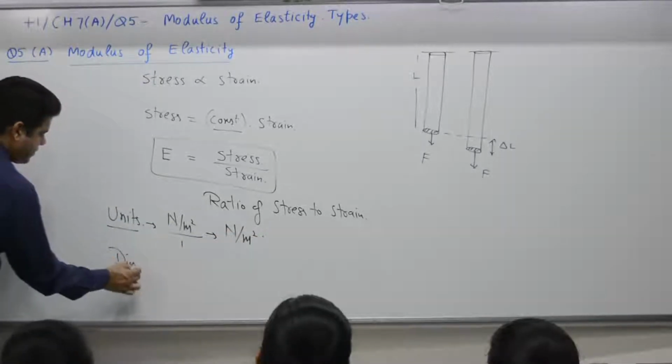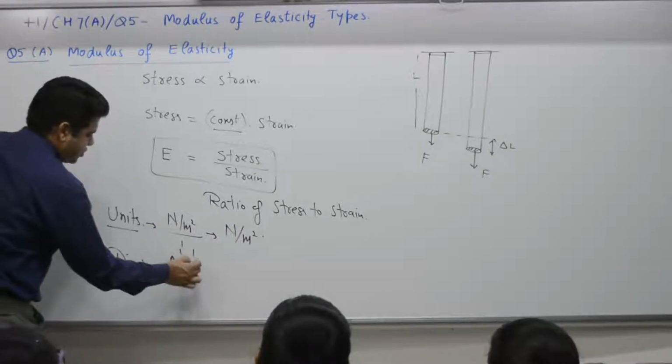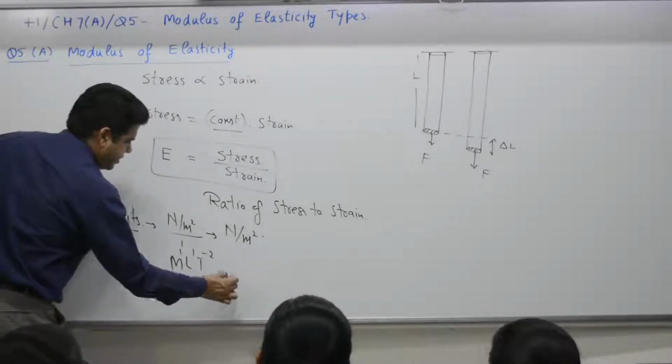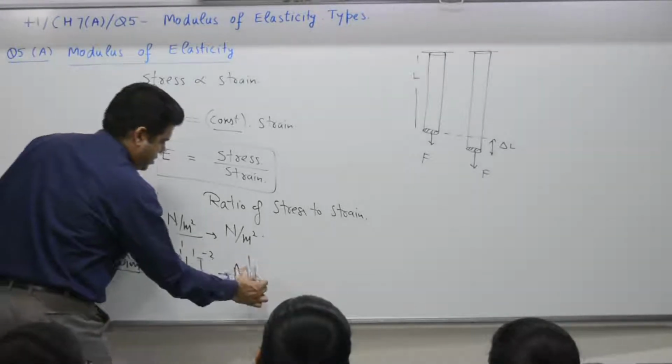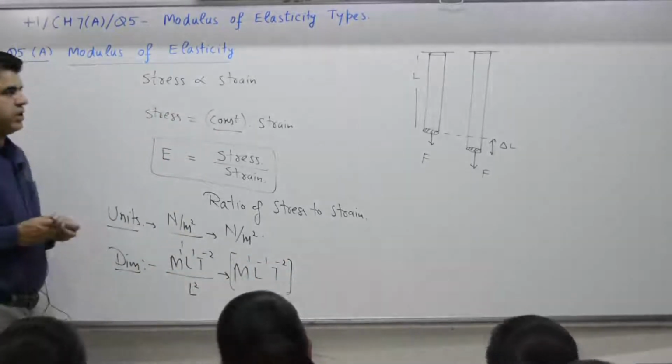Dimensions: Newton is force, divided by area. It is M1 L minus 1 T minus 2. Time with you is 3 minutes to write.